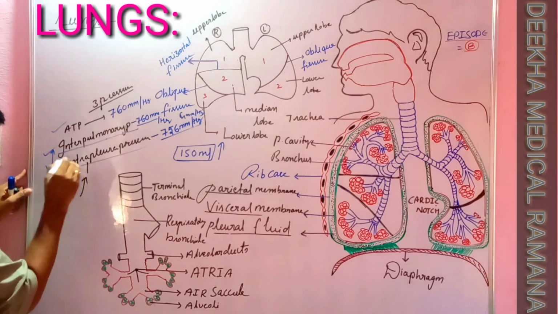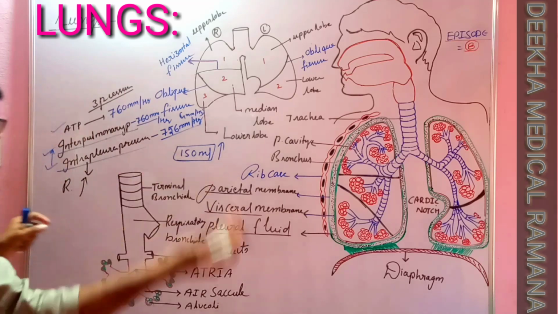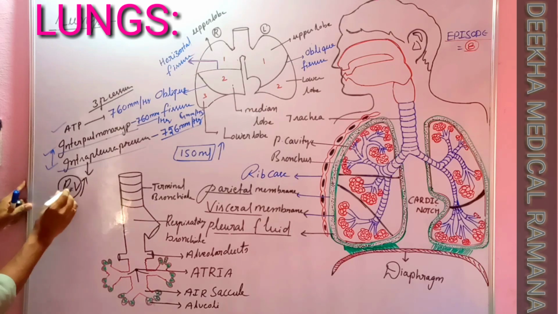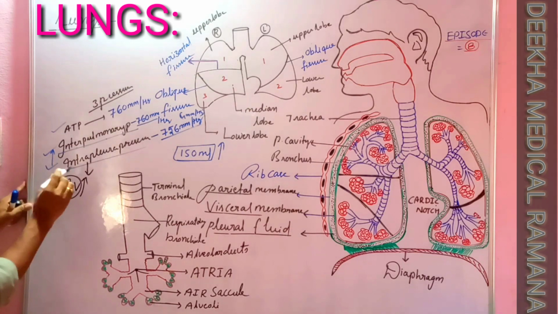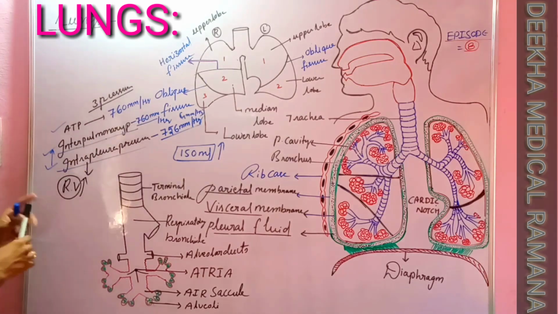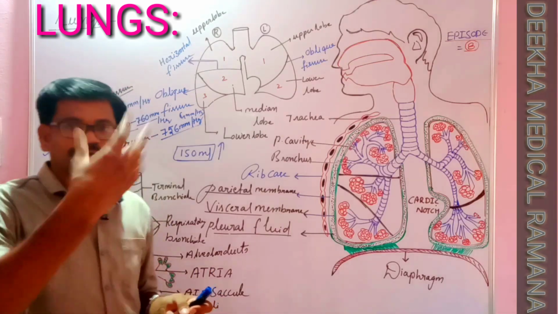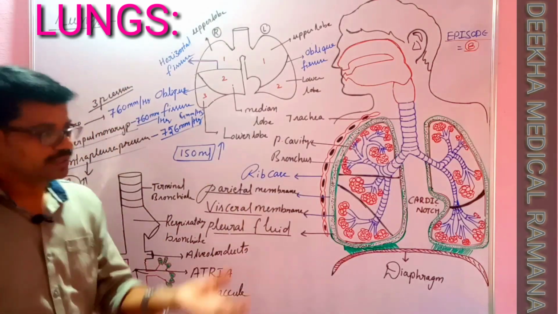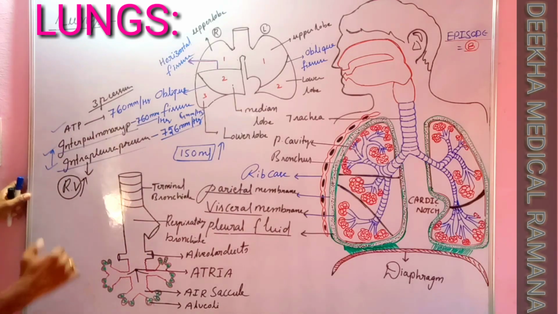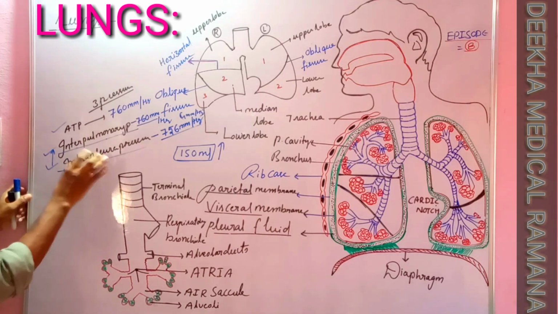Even after forceful expiration, some air will remain in the lungs. That volume of air is called the residual volume of air. What is the reason for the residual volume? It is to maintain the proper intrapleural pressure. Even if you expire more air forcefully, some amount of air will remain in the lungs. What purpose does it serve? To maintain the intrapleural pressure. We need the intrapleural pressure also, right?